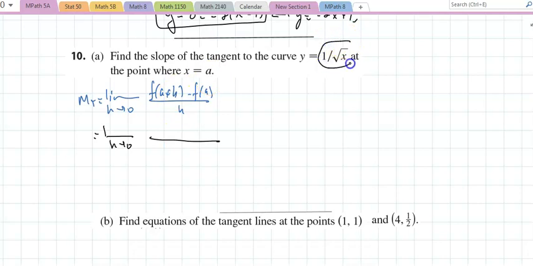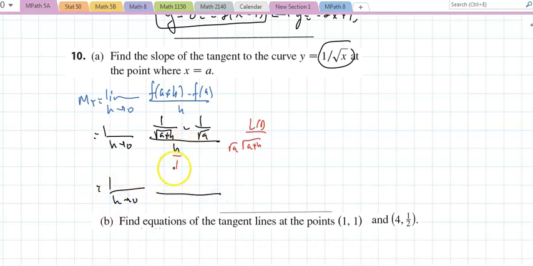f of a plus h is 1 over the square root of a plus h. f of a is 1 over radical a, over h. This is a complex fraction. From now on, I'm going to assume you keep up with the work. That's the LCD. So if I figure out what each of those are missing, multiply this by radical a top and bottom, multiply this by the square root of a plus h top and bottom, and multiply this by radical a plus h.